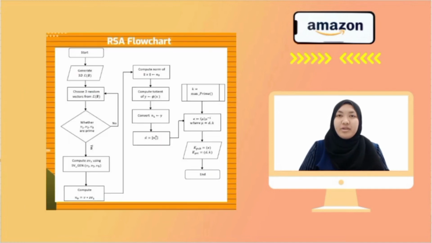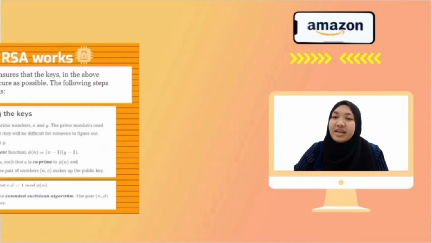At the start, RSA is processed and after generation it will choose 3 random vectors. Next it can choose either V1, V2, V3 and prime, and if this process is delayed or errors, it will repeat the process again. If the process has no error, it will proceed to the next step. Moving on, compute SV using SV underscore chain V1, V2, V3, and the flowchart has a formula, and this process will continue until the end.